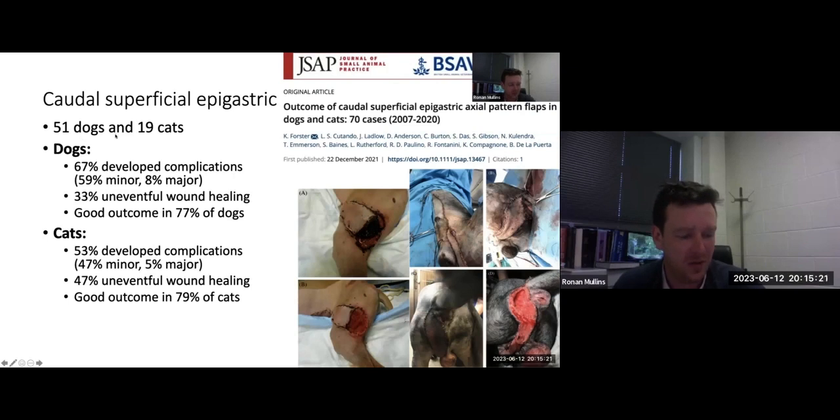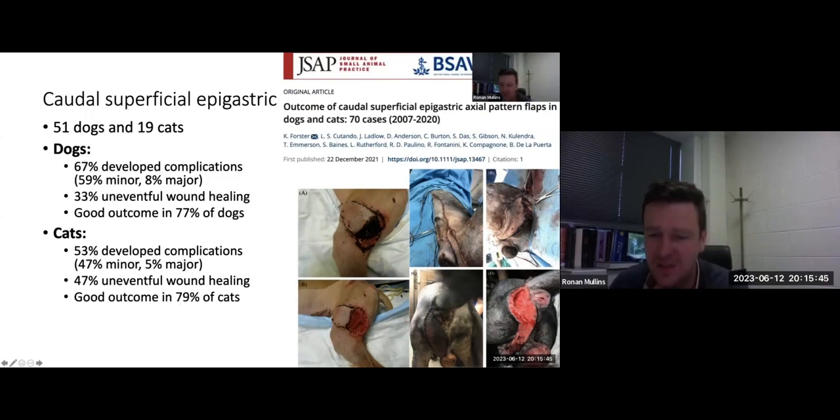So a large number of dogs, 51 dogs, 19 cats. Overall, you can see quite a high rate of complications in this study. Up to 2/3 of them in dogs develop complications. Again, the vast majority of these were minor. In cats, about half developed complications. Again, the vast majority of them were minor. So overall, a good outcome in both dogs and in cats in about 80% of cases.